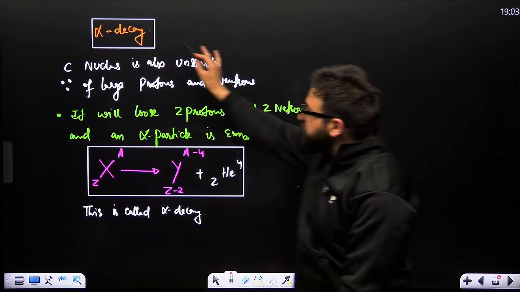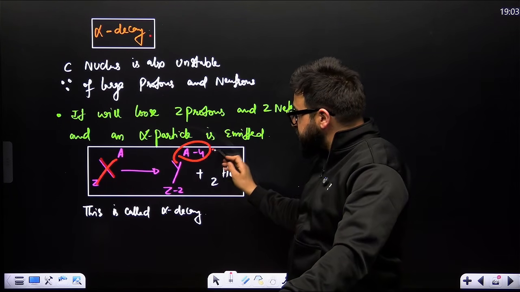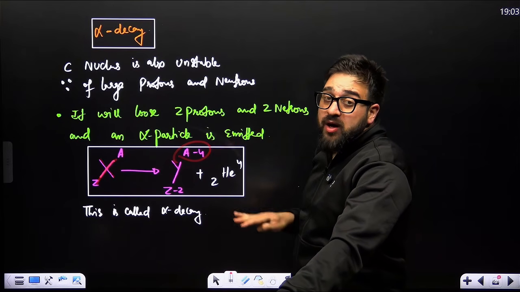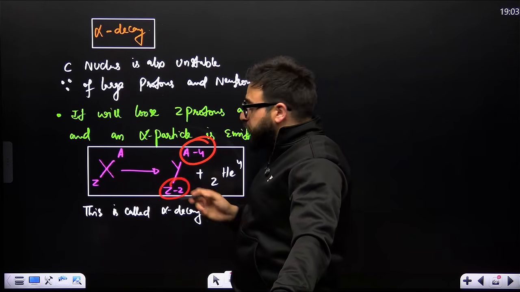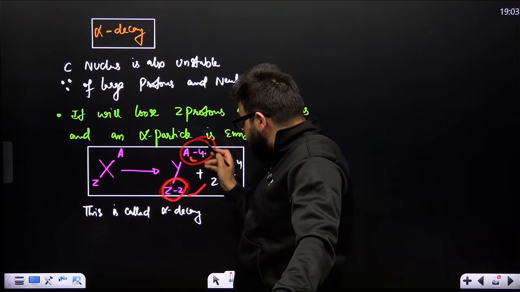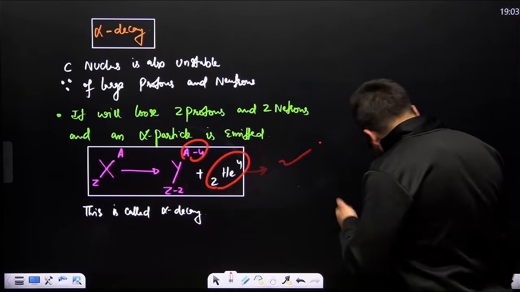In case of alpha decay, my dear NEET aspirants, the nucleus will emit an alpha particle. In this particular case, the mass number decreases by 4, because it is losing four particles in total, 2 neutrons and 2 protons. So the atomic number decreases by 2 and the mass number decreases by 4, and an alpha particle comes out. That's why we call it alpha decay. So that's all for this, my dear NEET aspirants.